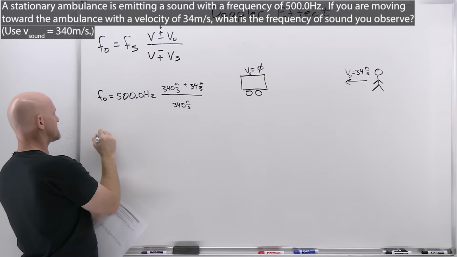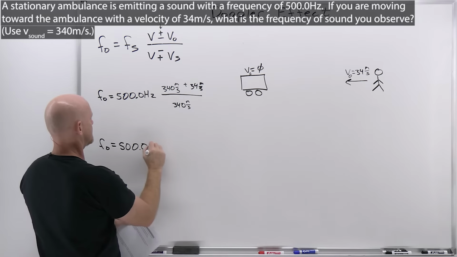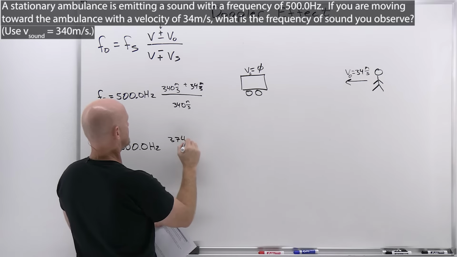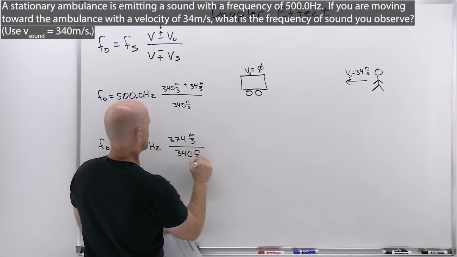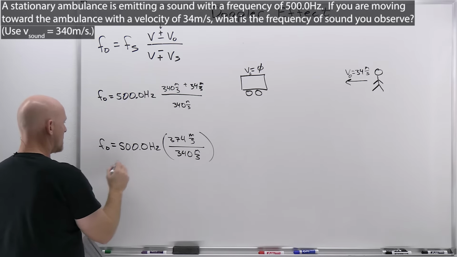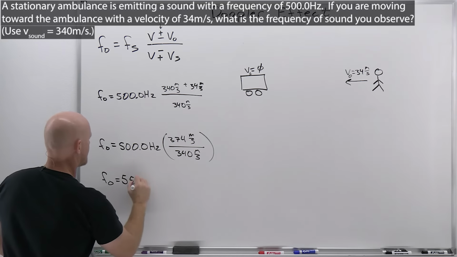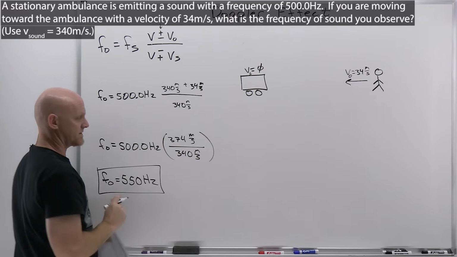And so in this case, we're going to get the observed frequency. It's 500 hertz times 374 meters per second, all over 340 meters per second as a ratio. And it turns out that that ratio happens to equal 1.1, which times 500 hertz, plug it into your calculator, is going to get us 550 hertz. And there is your correct answer.